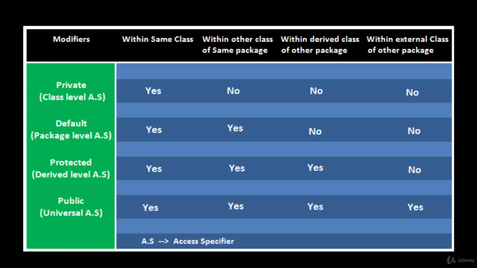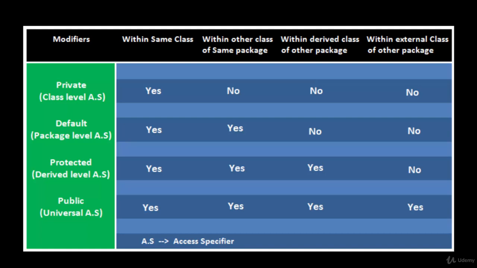So the first one is private. We can access it within the same class, but within other classes of the same package we cannot access the private modifier. Within a derived class of another package we cannot access the private modifier, and within an external class of another package we cannot access the private modifier.